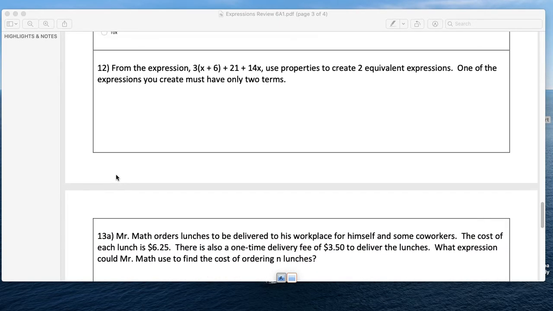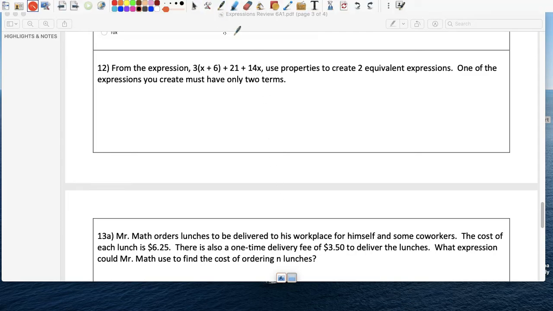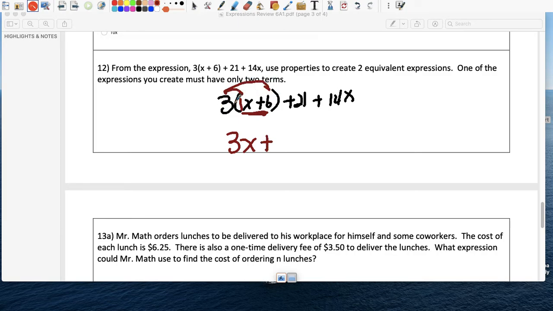So 12. Remember, if you have this in your notebooks, right? We have an expression 3x plus 6 plus 21 plus 14x. So we're going to combine. Remember, we're going to make this a little smaller, shorter. So first, let's do the ordering. Put a number 1 here, don't forget. So we're going to get 3x plus, and then 3 and 6 is 18. And then plus 21 plus 14x.